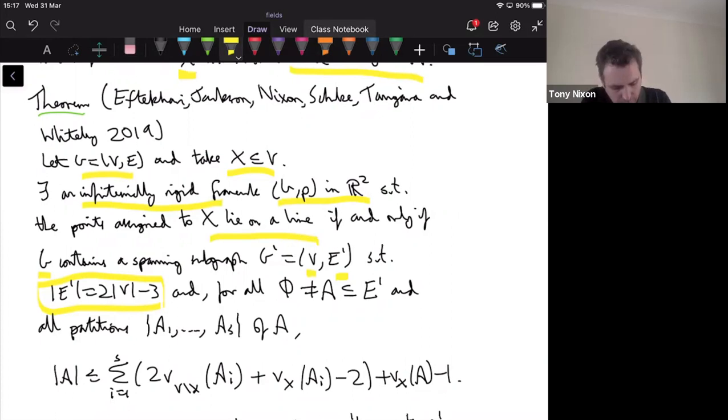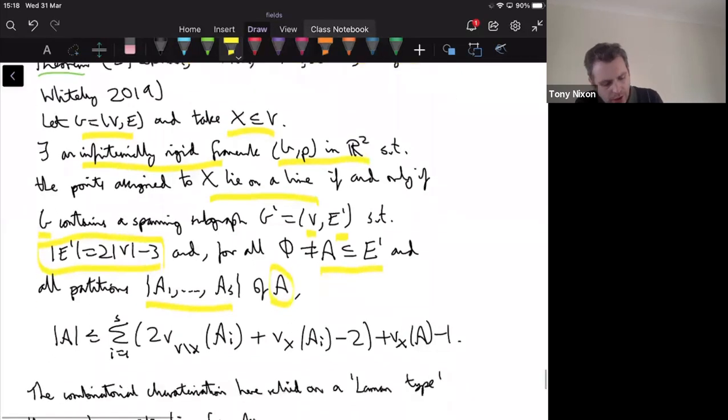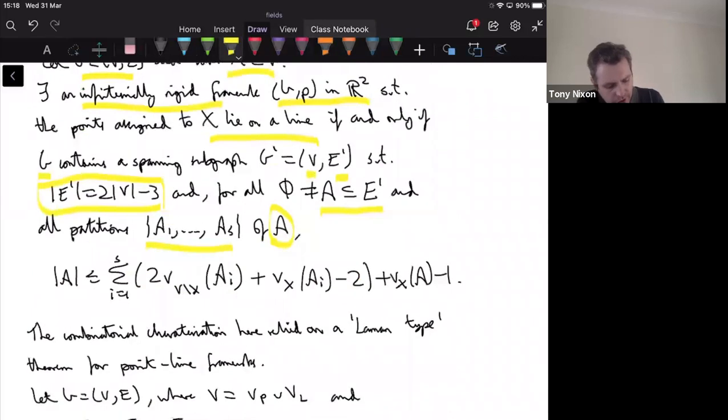So what's the subgraph condition? So you take any subset of the edge set of this spanning subgraph, and you take any partition, A1 up to AS, of the set of edges you've picked in E'. And then what you need to be true is that the size of the set of edges you picked, A, is at most this sum. So you want to go through each element of your partition. You look at A1 up to AS, and you take this V sub V not X and V sub X of the two things, and you have the V_X twice, actually. So you have V_X for the whole thing.